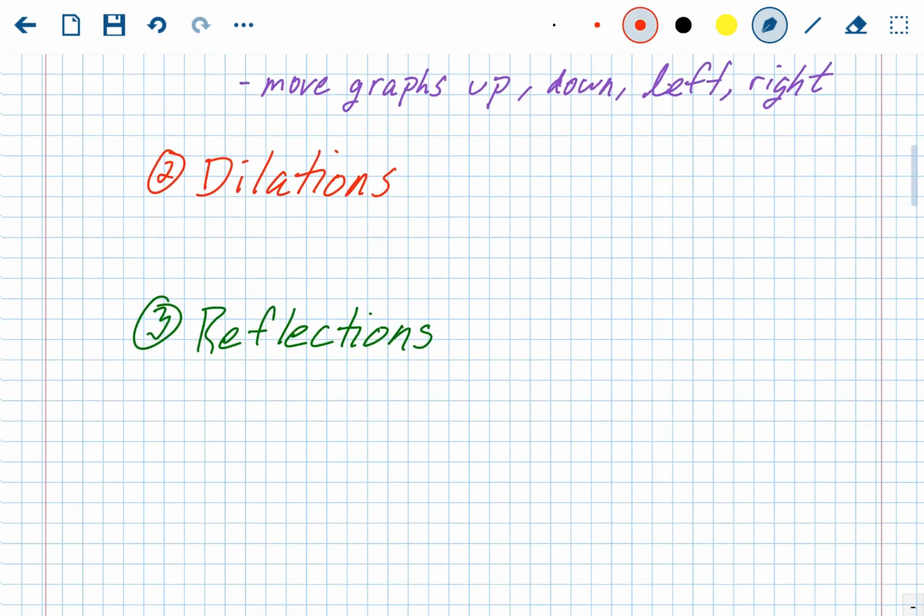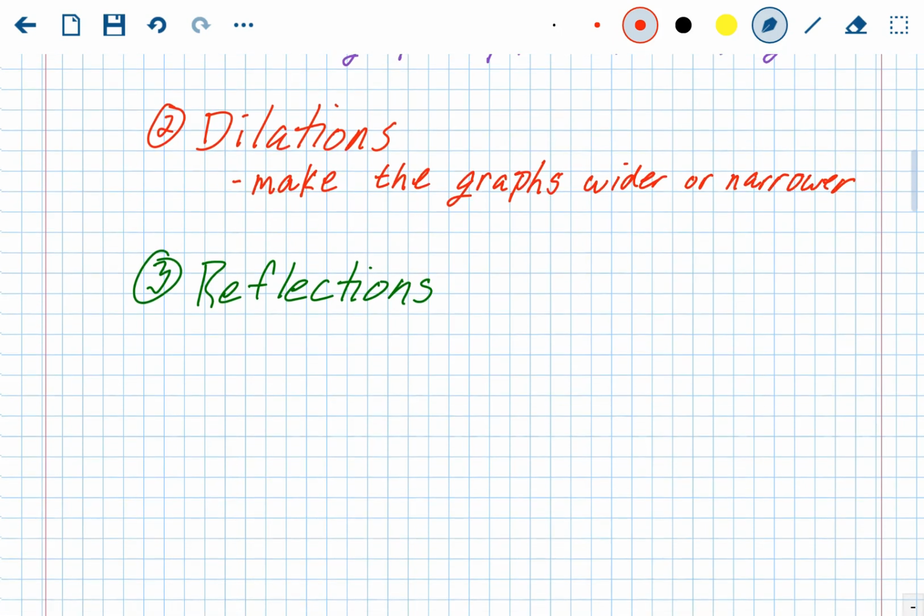What dilations do is they make a graph wider or narrower, or skinnier or fatter if you want less mathematical terms. So it makes the graph wider or narrower. Now the words we're going to use for this, instead of wider or narrower, we're going to say if it's a stretch or a compress. Now there's two types of dilations: vertical and horizontal. In Algebra 1, we're only going to deal with vertical dilations. But just know that there are two different kinds.